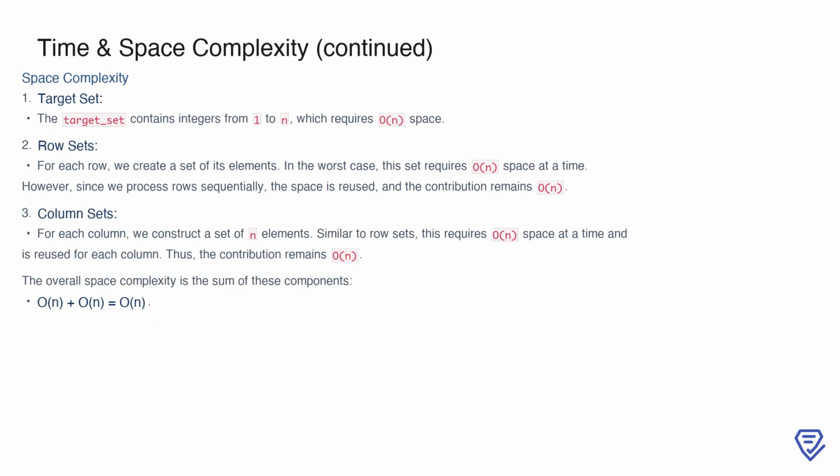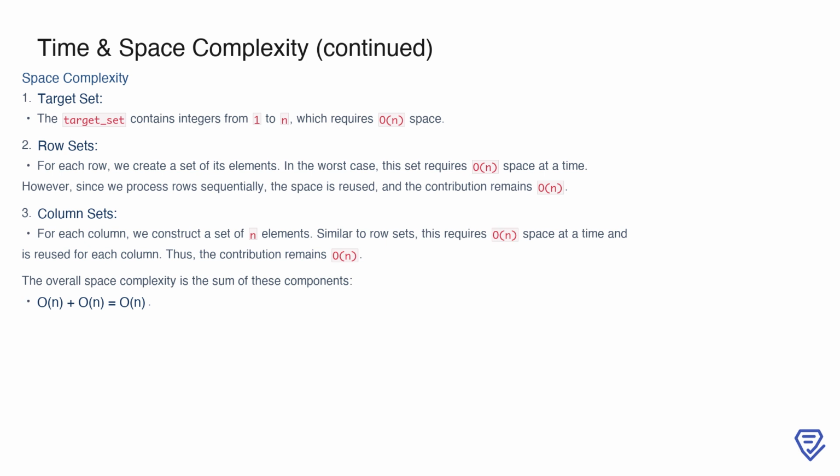Now considering space complexity, we start with the target_set, which contains integers from 1 to n. This requires O(n) space. Next, for each row, we create a set of its elements. At any given time, the memory usage for this set is O(n), and since we process rows sequentially, the space is reused, keeping the contribution at O(n).